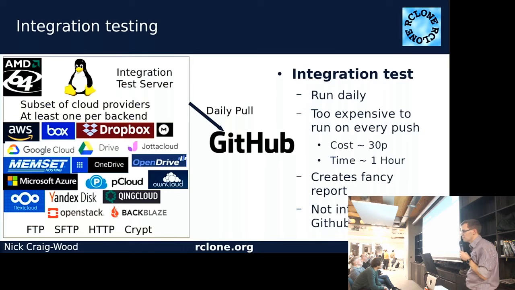The integration tests run on a separate server. These run the tests, which are just normal Go unit tests with some extra flags, against all the backends. Running these tests costs money and takes a long time, as in 30p and an hour or two. So I don't run them against every pull request, only against the master branch and only once per day.